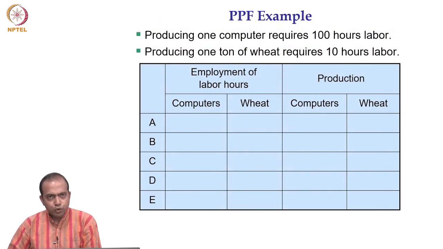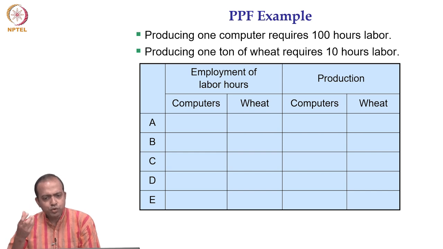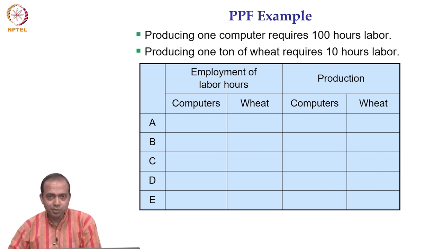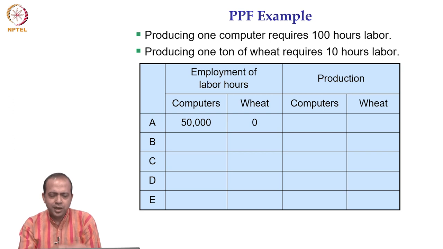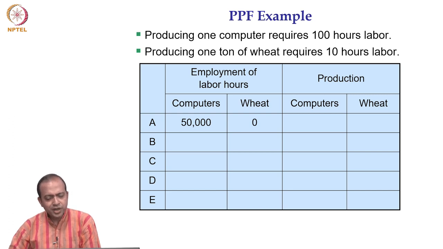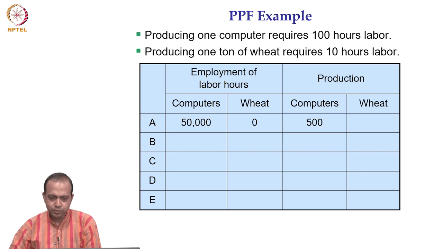Now look at this. Let us assume producing one computer requires 100 hours of labor, and producing one ton of wheat requires 10 hours of labor. Okay? So these are the different combinations of wheat and computers that the economy can produce using that 50,000 labor hours per month. So if all the 50,000 labor hours are used only for making computers and no labor hours are spent on wheat production, how many computers will the economy be producing? 50,000 divided by 100. So that would be 500. And what would be the wheat production? That would be 0.